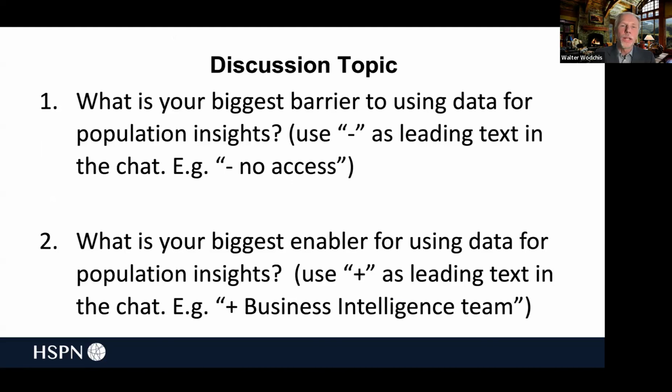We're interested in knowing what your biggest barriers to using data for population insights are, and what are your biggest enablers. You don't have to do both. You can choose one. And it would be easier for us to pick these out: if it's a barrier, put a little minus sign at the beginning of your text, and if it's an enabler, just put a little plus sign. So that's going to be our little code for whether you're talking about enablers or barriers here.